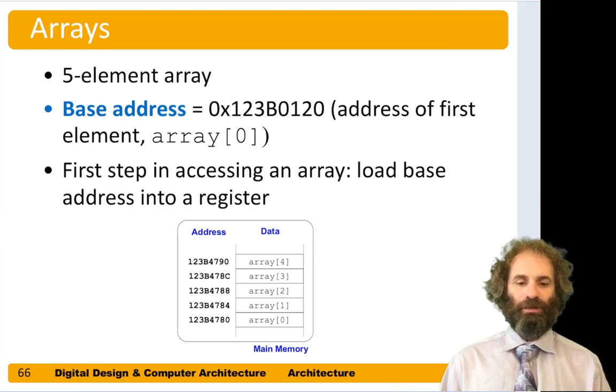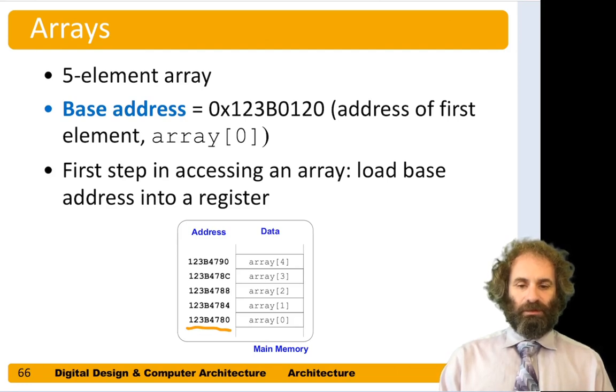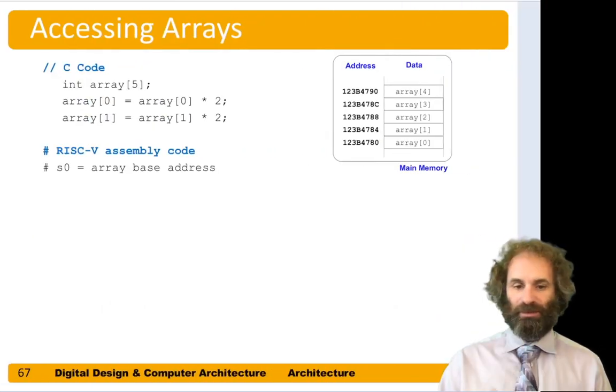So suppose we had a 5-element array that was at a base address of 123B478. And these elements were one word, or 32 bits each. So the first step in accessing the array is to load the base address of the array. So let's say we wanted to access this array and take 2 elements and double them.